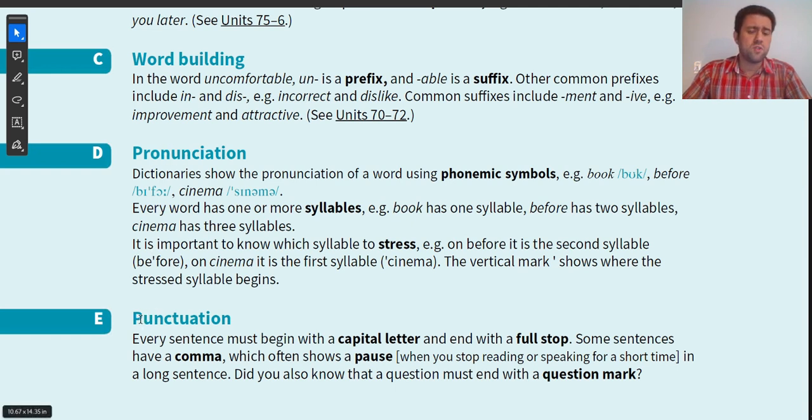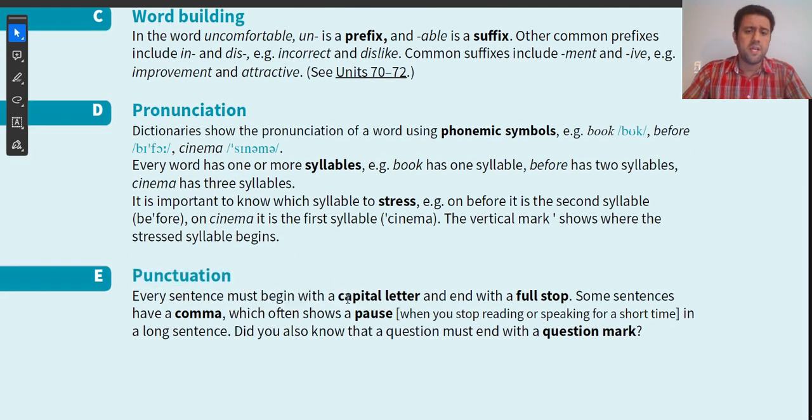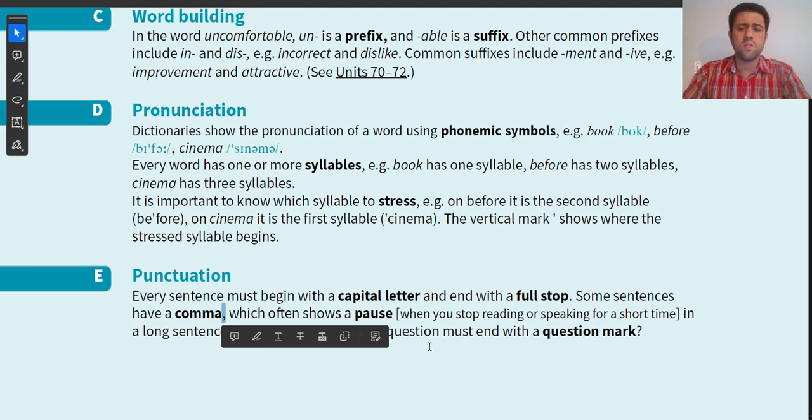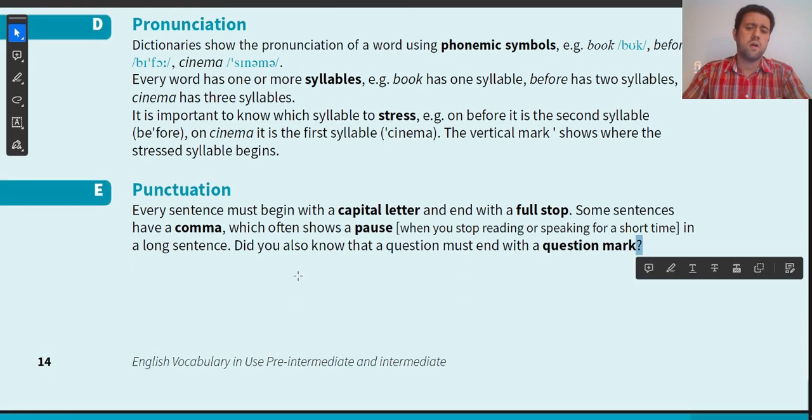We have also punctuation here, capital letter here. E is a capital letter, or P in punctuation is a capital letter. Full stop is this sign, comma is this sign, pause when you stop shortly, and this one is question mark.